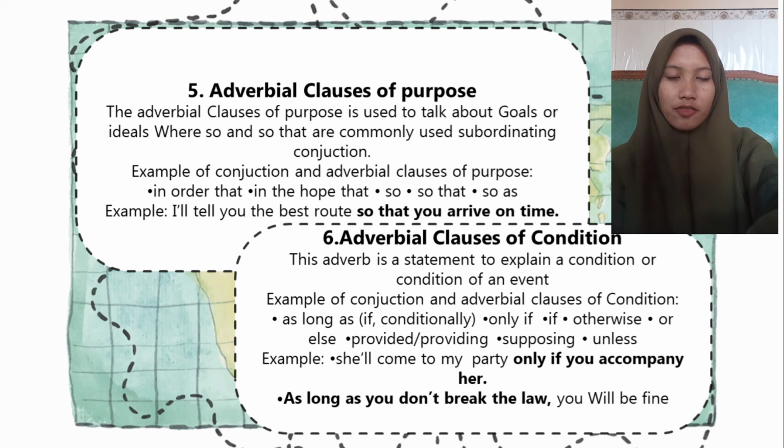Number 6 is adverbial clause of condition. This adverb is a statement to explain a condition of an event. Examples of conjunctions of adverbial clause of condition: as long as, if, only if, otherwise, or else, provided, providing, supposing, unless. Example: she will come to my party only if you accompany her. Example: as long as you don't break the law, you will be fine.